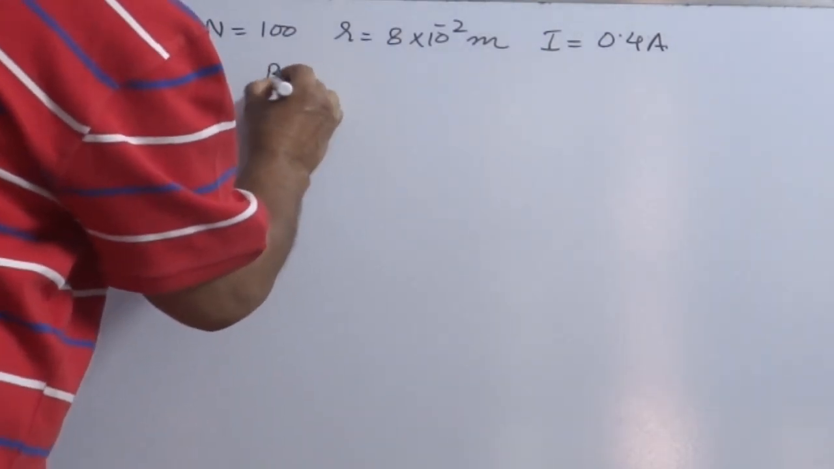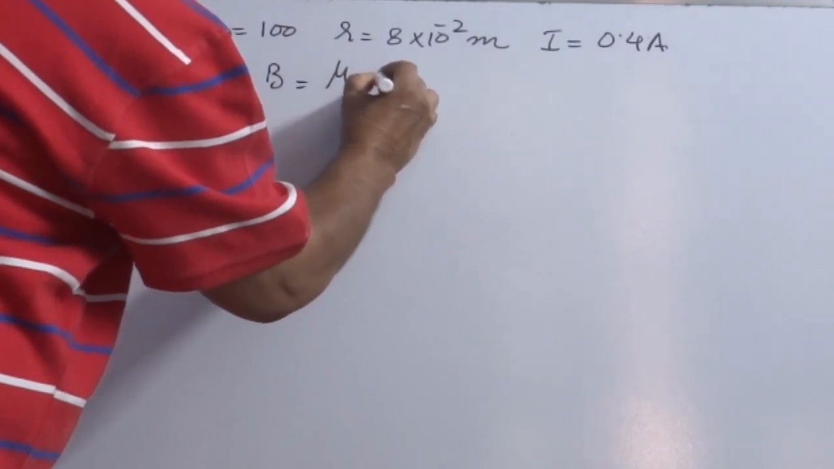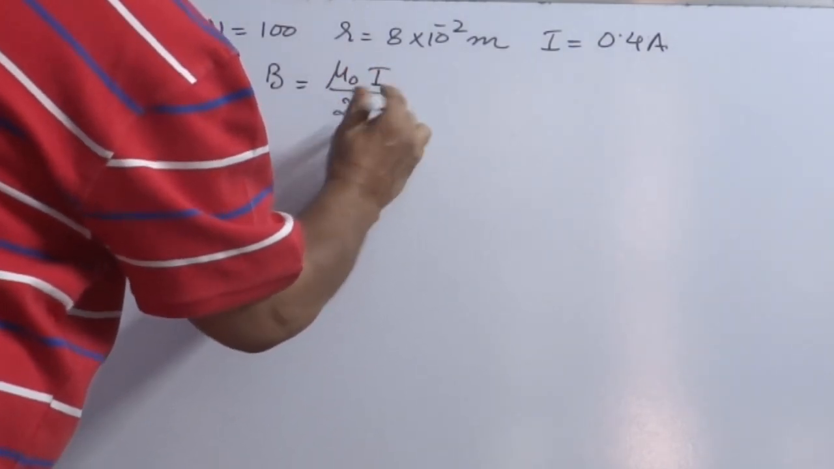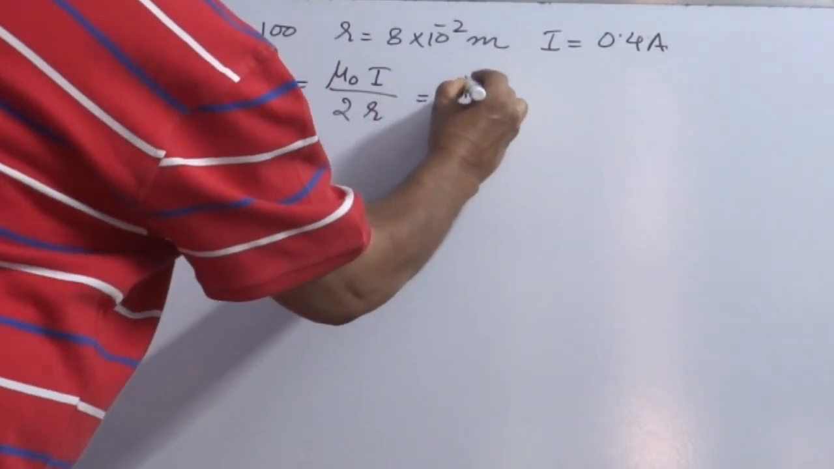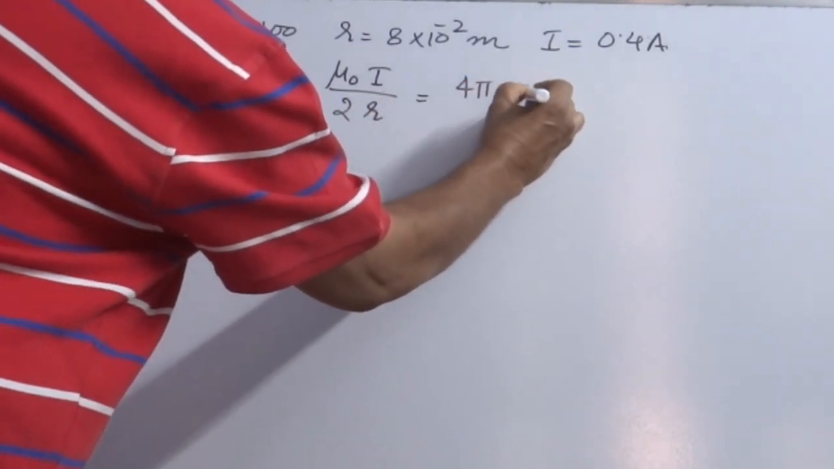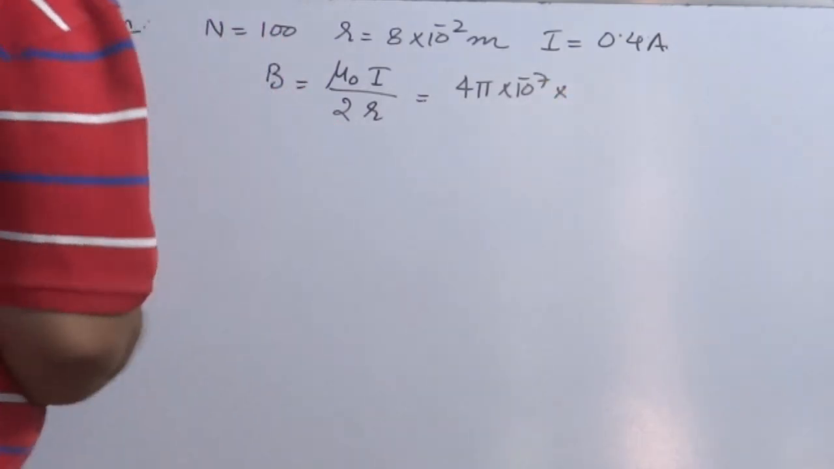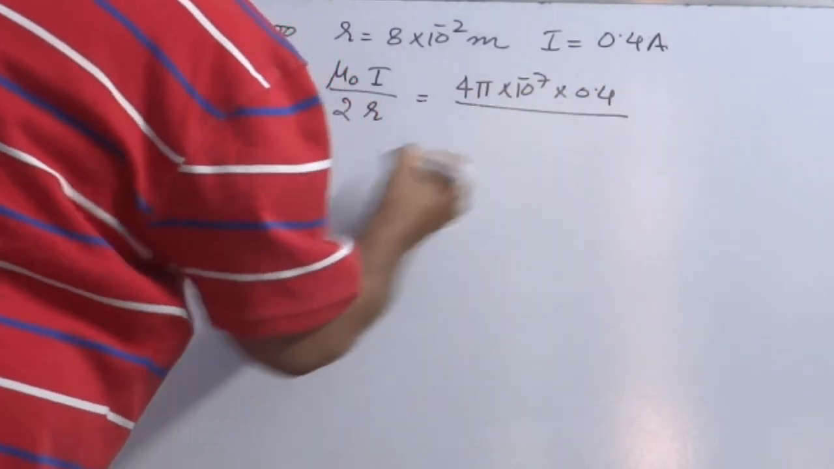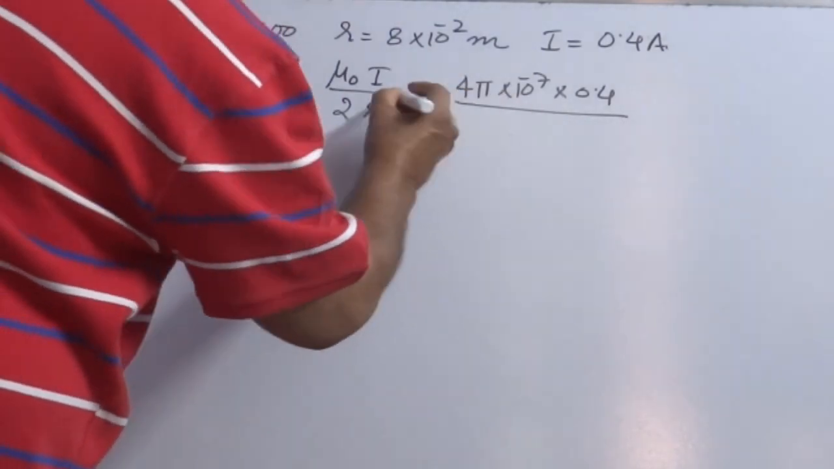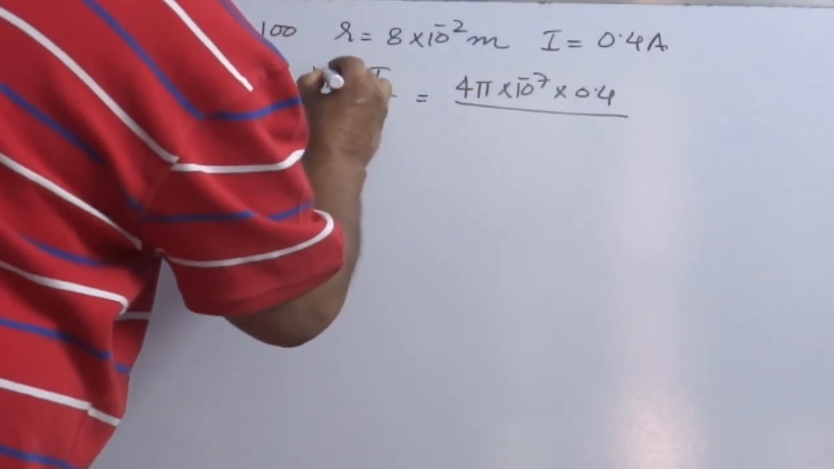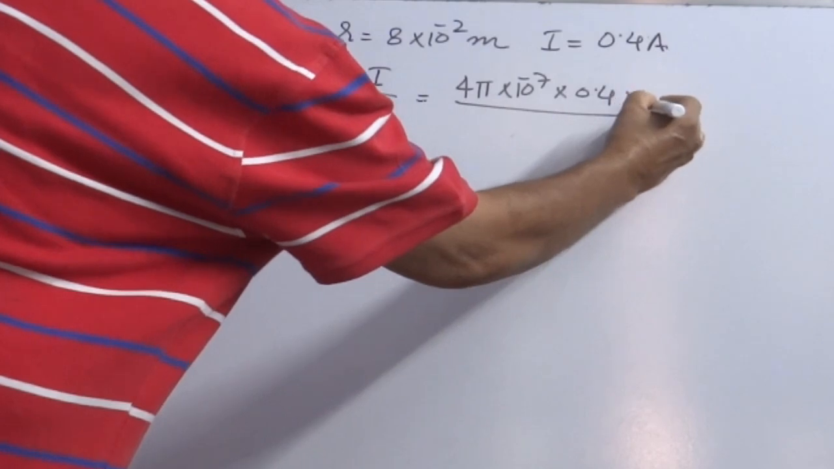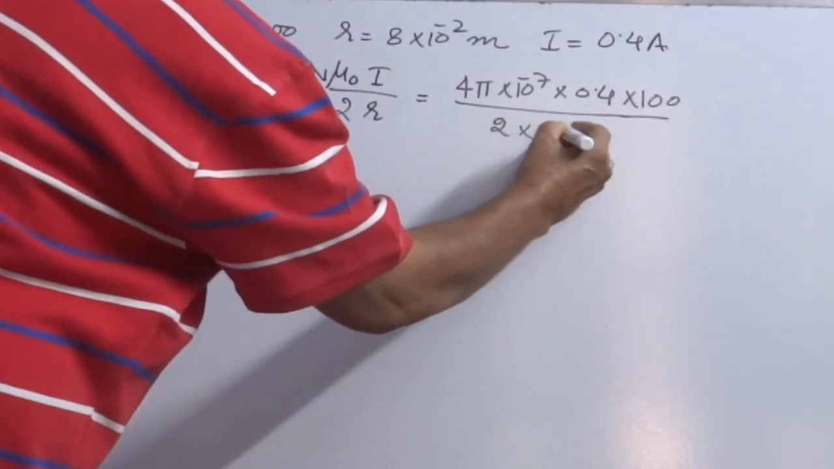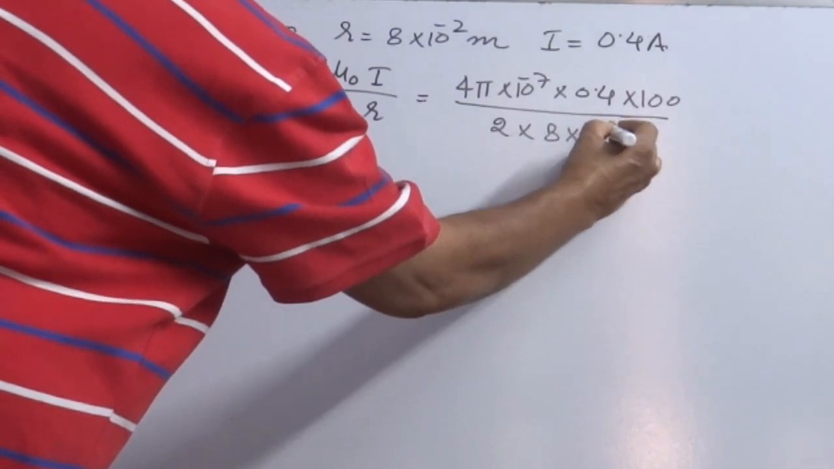So use the formula B equal to mu naught I over 2R. Mu naught value is 4 pi into 10 raised to the power minus 7. I is 0.4. Number of turns also you have to multiply here. So it is 100 divided by 2 into R, 8 into 10 raised to the power minus 2.